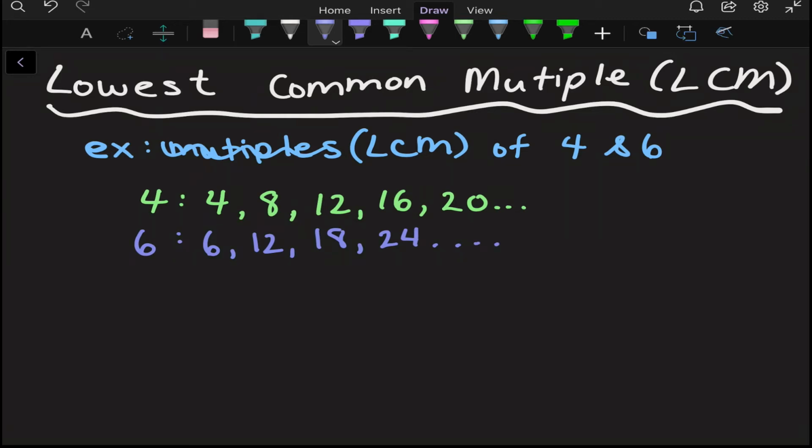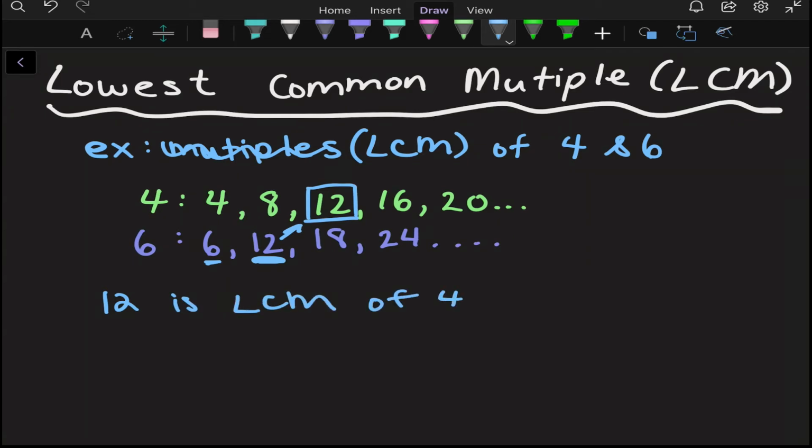Now we're going to find the lowest common multiple. We can see here that 6 doesn't appear in the multiples of 4. 12, does it appear in 4? Oh, it does right here. 18 doesn't, 24 doesn't, but we have already noticed that 12 is in both 4 and 6. So 12 is the lowest common multiple of 4 and 6. Pretty straightforward.